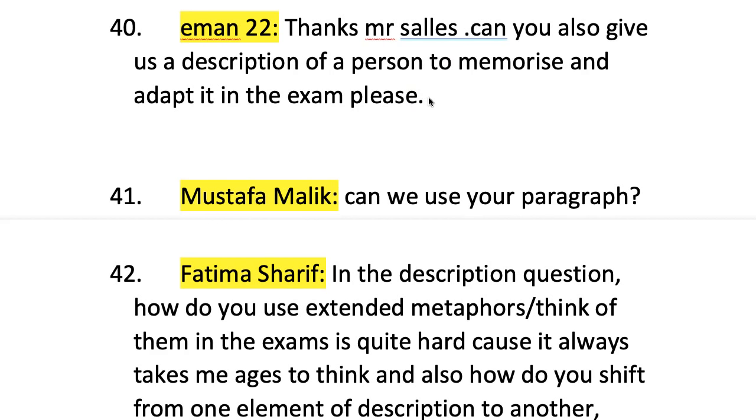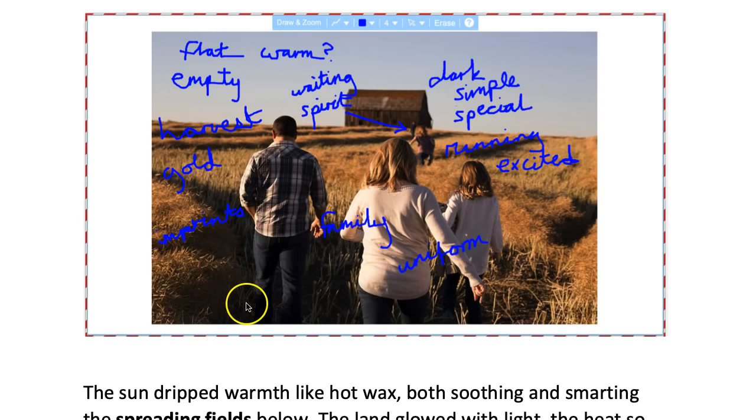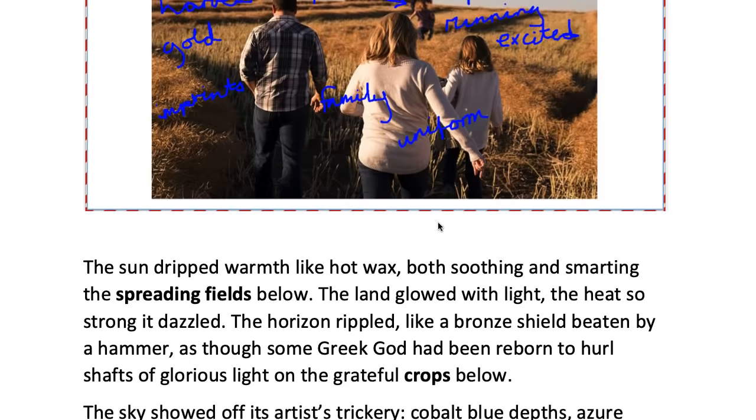Mustafa Malik says, can we use your paragraph? So this is a little bit more tricky because students naturally worry about plagiarism. So if we go back to the Kingsdown method, where you take the picture and then you annotate around what's in the picture and you just write about what's in the picture, you can still take in your pre-prepared description of the weather.